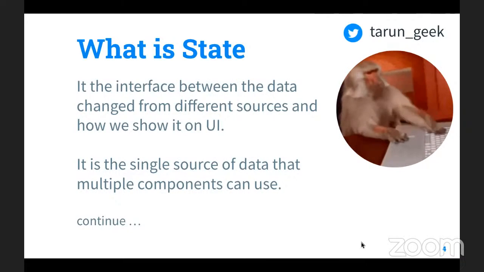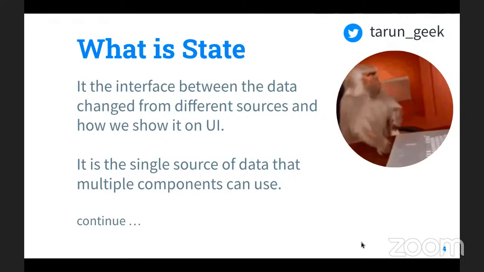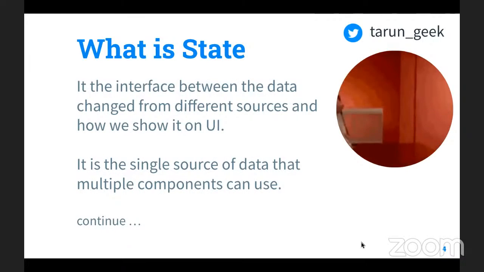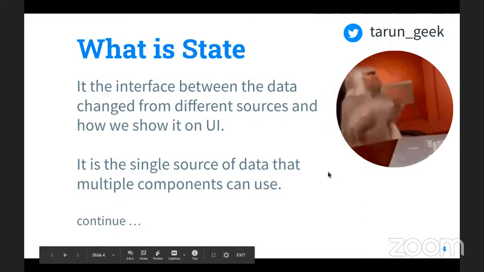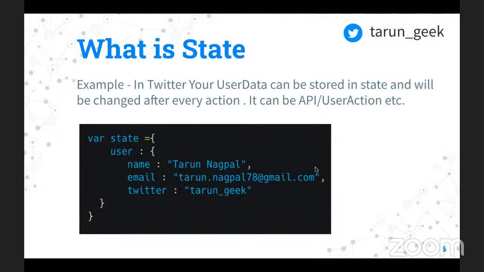And I would say it is a single source of data that multiple components can use. I mean, you have a single source where this data can be used in multiple components. So I'll show an example. Let's say, take the example of a Twitter database. My database could store, taking any normal example, my user, which contains name, email, and my Twitter handle. So this is a user object.